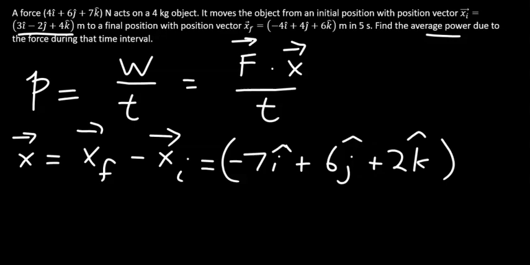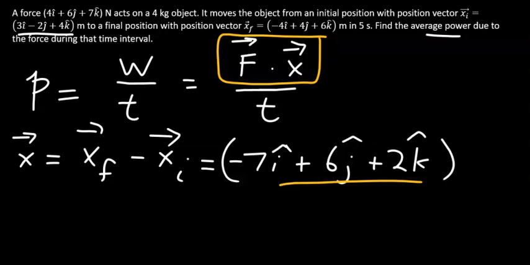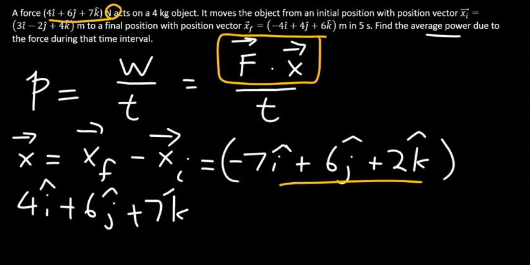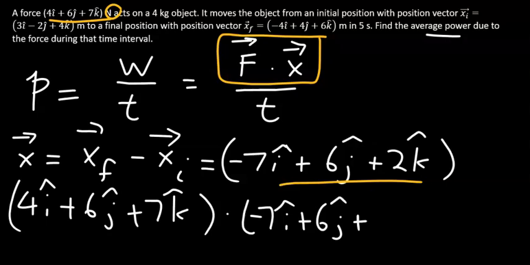Having found this displacement, the next step is to take the dot product of the force vector and that displacement vector that we have just found. The force vector is given by that. Note the unit is newtons. So let's take the dot product. 4i hat plus 6j hat plus 7k hat dotted into minus 7i hat plus 6j hat plus 2k hat. So this is the force vector and this is the displacement vector.